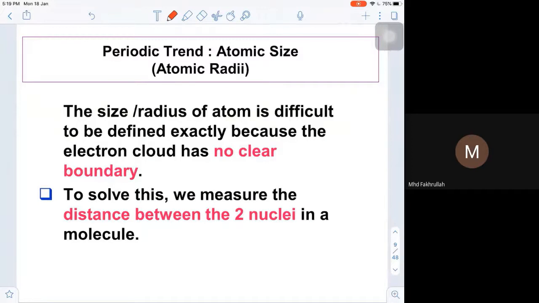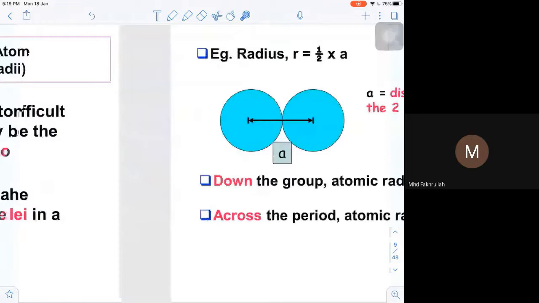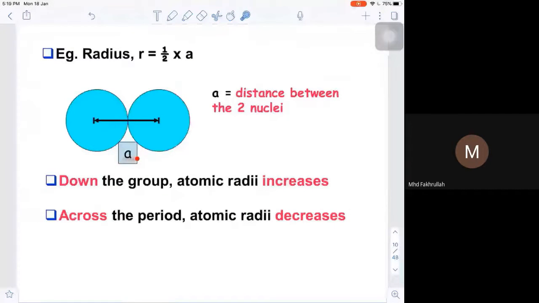Due to that, to solve this, to measure the size of the atom, we measure the distance between the nuclei of the two atoms in a molecule. If we have this molecule, we can measure the radius by measuring the distance from the first nucleus to the second nucleus. This is the diameter, right? Divide by 2, then we get the radius. So we know that the longer the radius, the bigger the size of the atom.